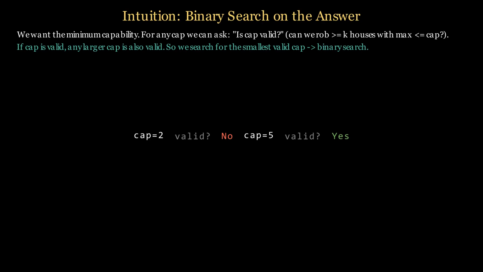This is a binary search problem. We want the minimum capability. For any candidate cap we can ask, is cap valid? Meaning, can we rob at least k non-adjacent houses such that every house we rob has value at most cap? If a cap is valid, any larger cap is also valid. So we're looking for the smallest valid cap. That's binary search on the answer.